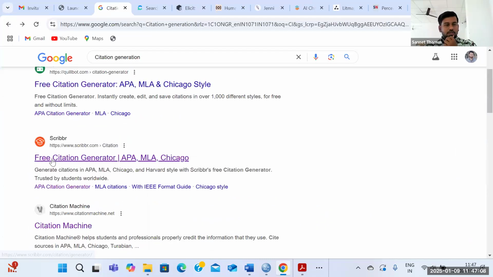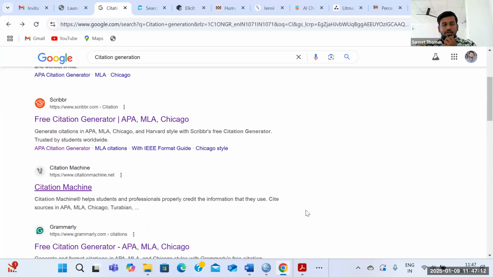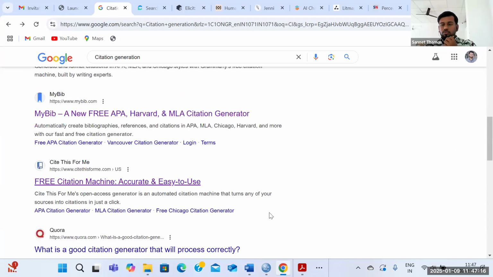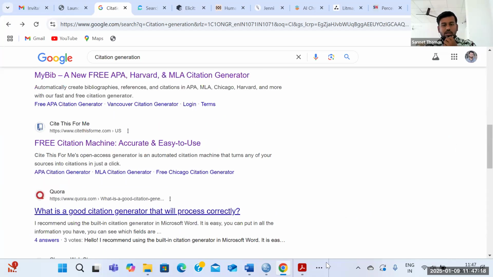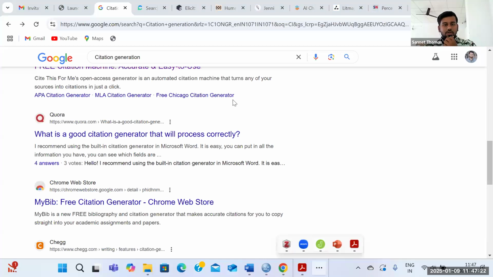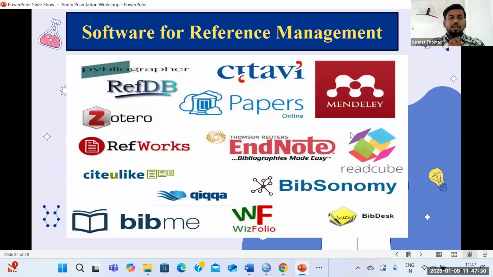Scribbr, Quillbot, Citation Machine, Grammarly, MyBib, Cite This For Me, all these are citation generator tools. All these tools work like that. I hope you got it.